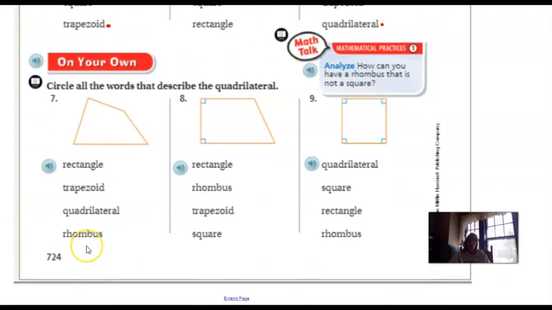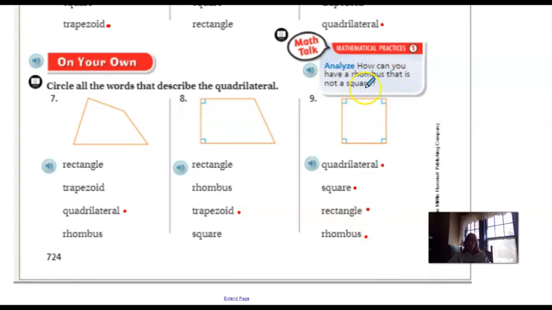And it says on your own, circle all the words that describe the quadrilateral. So hopefully you're pausing and you are thinking about all the words that describe this quadrilateral. So just pause and do that. All right, hopefully you came up with for this one that it is a quadrilateral. It does not fall into any of the other categories. This one would be a trapezoid, and this one would definitely be a quadrilateral. It is a square, it is a rectangle, and it is a rhombus.